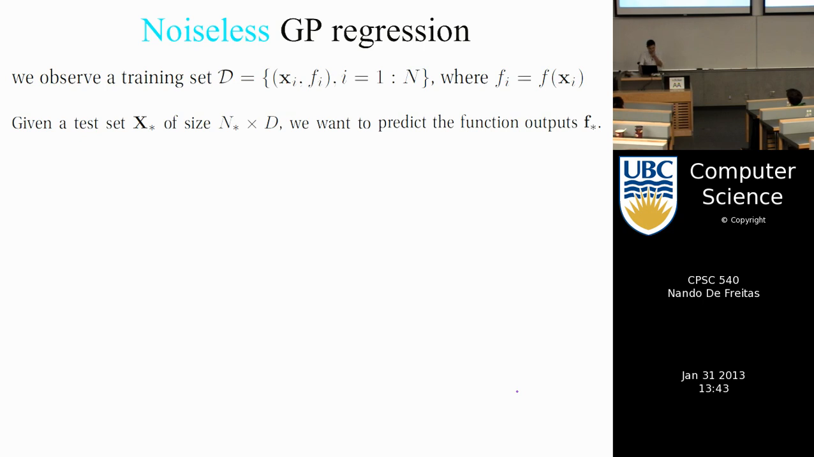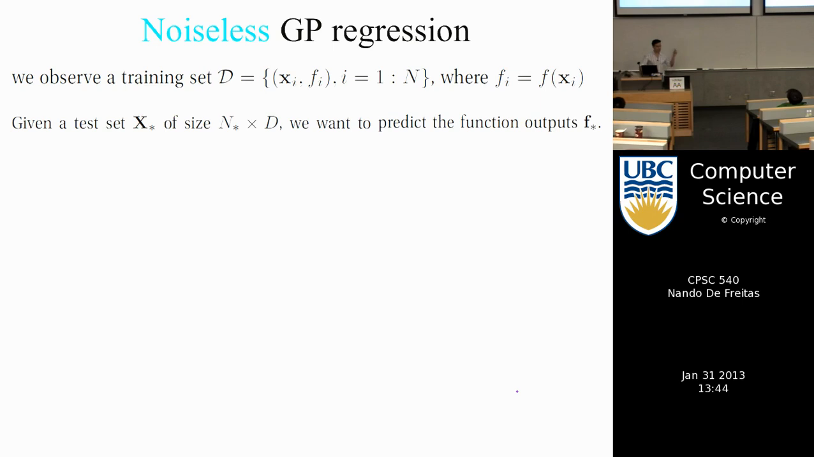Okay. Now, let's just do what we've done with the drawing, but let's do it now a bit more formally. So, more formally, we have data, xi and fi, and we have n such data points. I'm going to assume that we don't have noise, so fi is just f of xi. When we try an x, we actually get to observe the function. There's no noise in that observation.